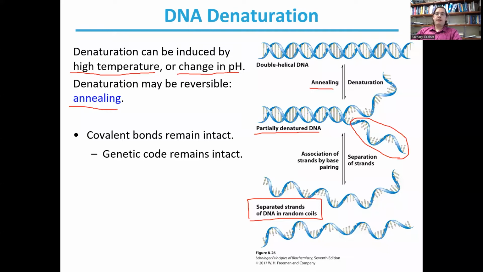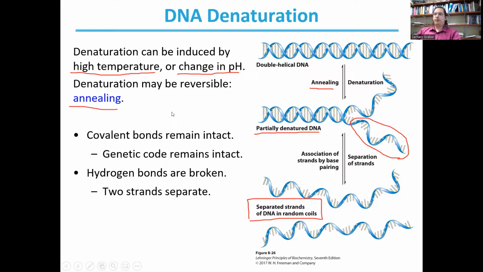Our covalent bonds remain intact during this process. Again, remember, denaturation is just changing the 3D structure. It's not actually breaking apart our DNA here. And so that also means that our genetic code remains intact. So really what we're doing is we're just breaking those hydrogen bonds between the nitrogenous bases of our DNA and separating out those two strands. So we can actually then just reform those same hydrogen bonds after we lower the temperature again or return our pH to normal levels. And because we have that complementary nature of our DNA, we should be able to perfectly reform our original double helix of DNA.